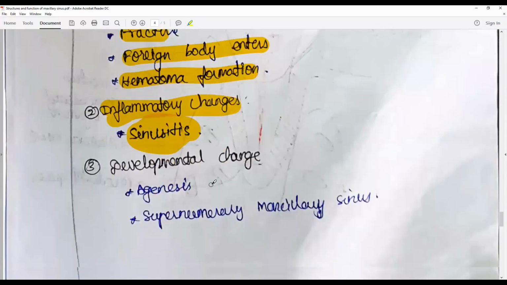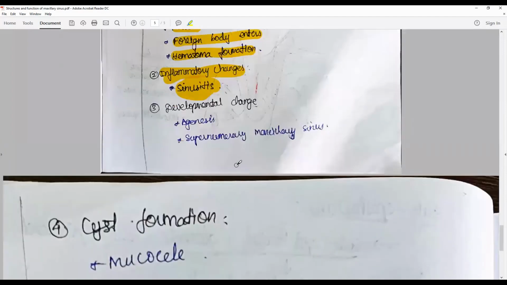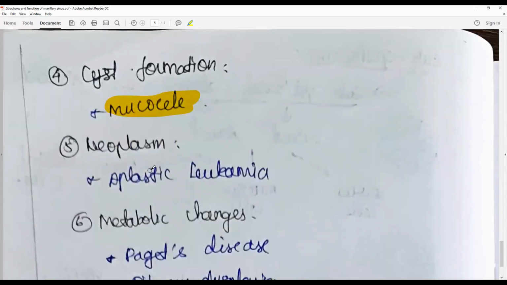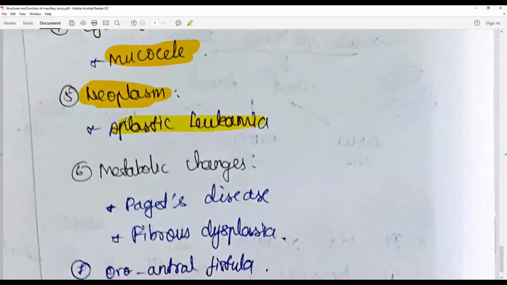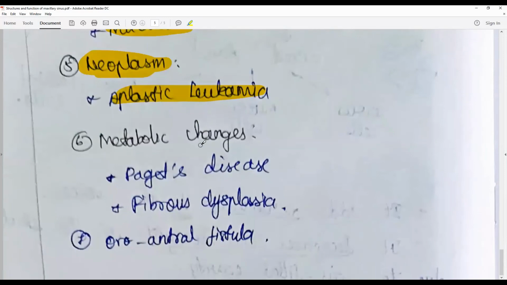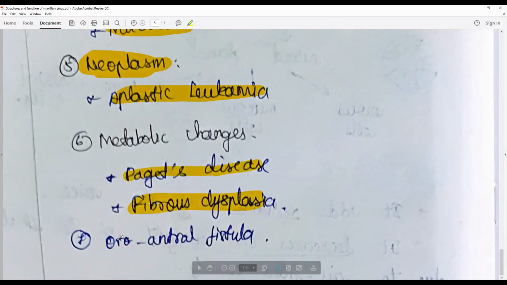Developmental abnormalities could be agenesis or a hypoplastic sinus. Sometimes surgical mucoceles or mucoceles may be formed from the lining epithelium. Neoplasms are also not infrequent in the region, and a lot of tumors and cysts occur. Metabolic diseases such as Paget's disease and fibrous dysplasia can involve the maxilla and thereby the sinus.